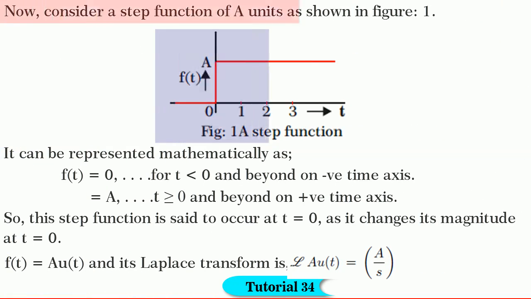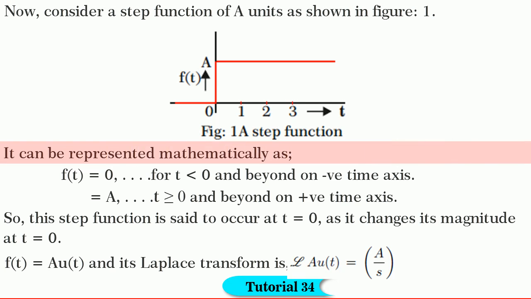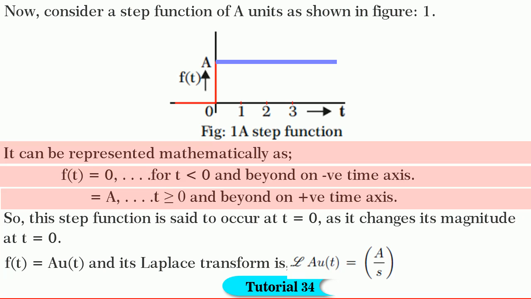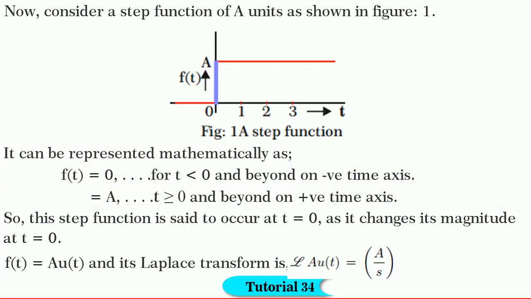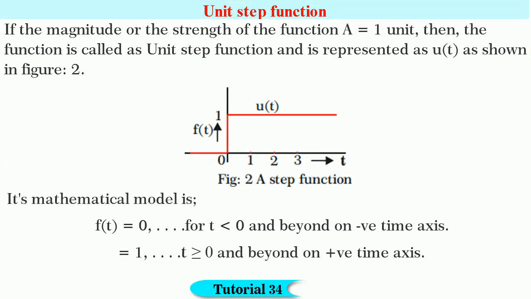Now, consider a step function of a units as shown in figure. It can be represented mathematically as f of t equal to 0 for t less than 0 and it is equal to a for t greater than or equal to 0. Note that the function changes its magnitude suddenly from 0 to a units at t equal to 0. So, this step function is said to occur at t equal to 0. Friends, now let us study unit step function.